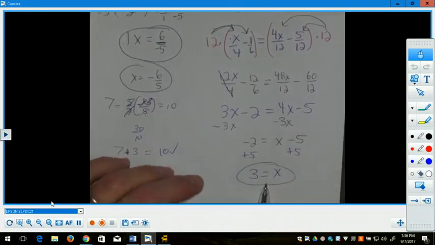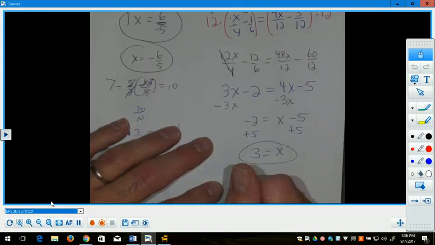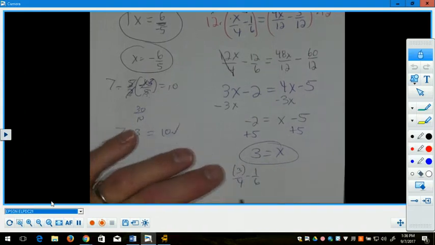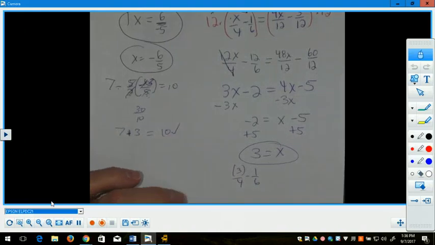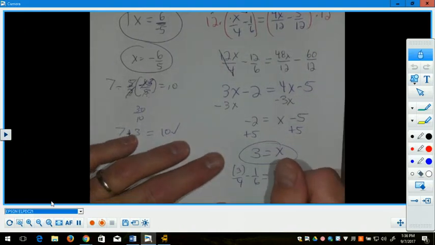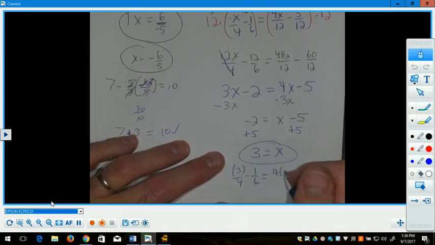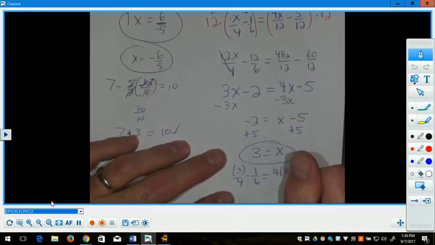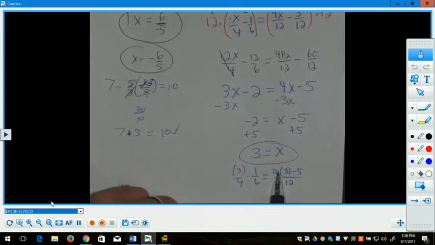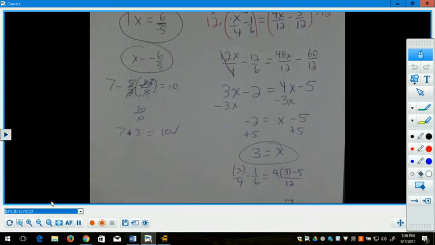I'm going to take that answer and plug it into my original equation. So I'm going to have 3/4 minus 1/6, which we could now convert to have a common denominator. I'll do that to show you. Or we could do it in the calculator. 4 times 3 minus 5 over 12. On the right-hand side, I have 12 minus 5, which is 7. So I get 7/12 on the right-hand side.